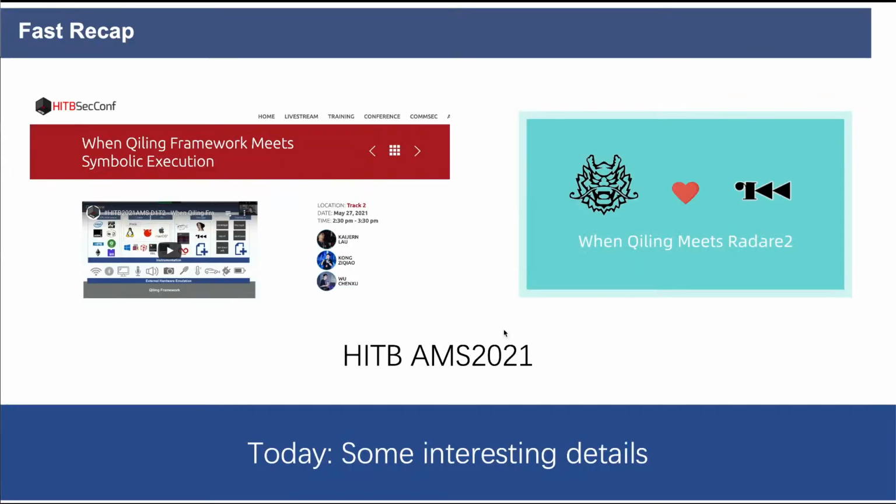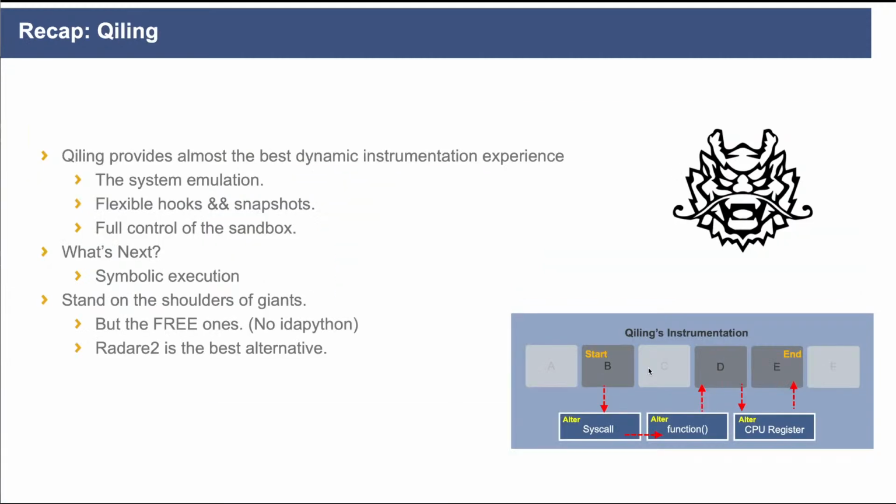So first of all, the recap: in the last HITB AMS 2021, I did the talk on when Chilling meets Radare2 and how we implement our symbolic execution based on Radare2 and the Chilling framework. And today I'd like to focus on some interesting details and mostly the black magic behind the whole thing. So a fast recap of Chilling framework. Chilling provides almost the best dynamic instrumentation experience. For example, it has system simulation, flexible hooks and snapshots, and full control of the sandbox.